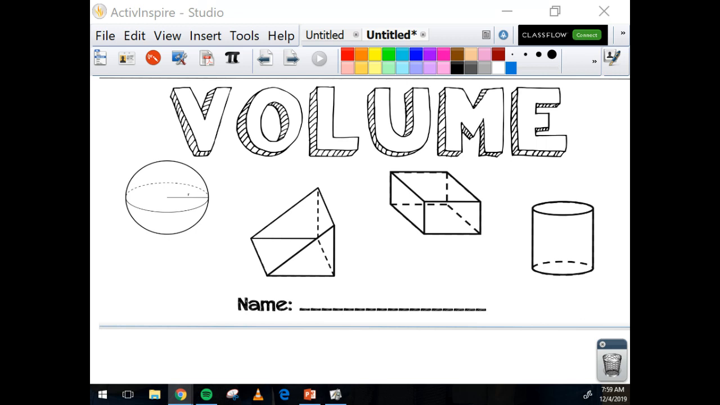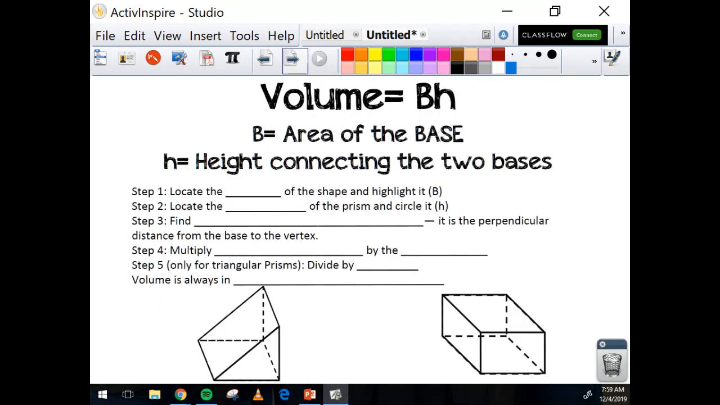So today we are going to be learning about volume. We're going to be learning about volume, all of these different shapes that we see up here. So there's going to be 3 total videos that you need to watch. So the first thing that we're going to learn about is volume of prisms.